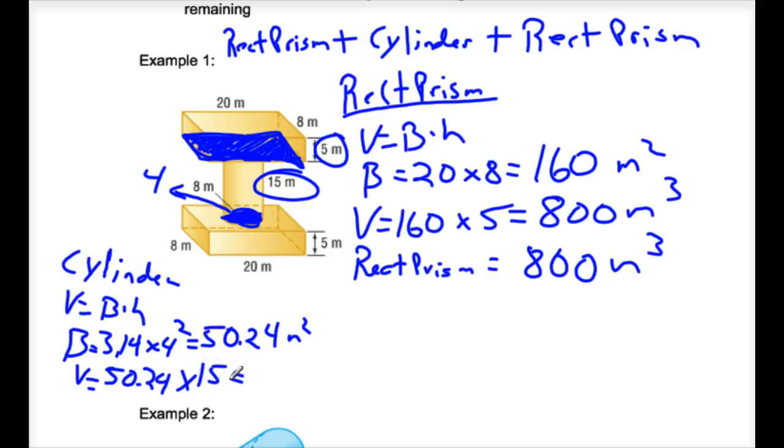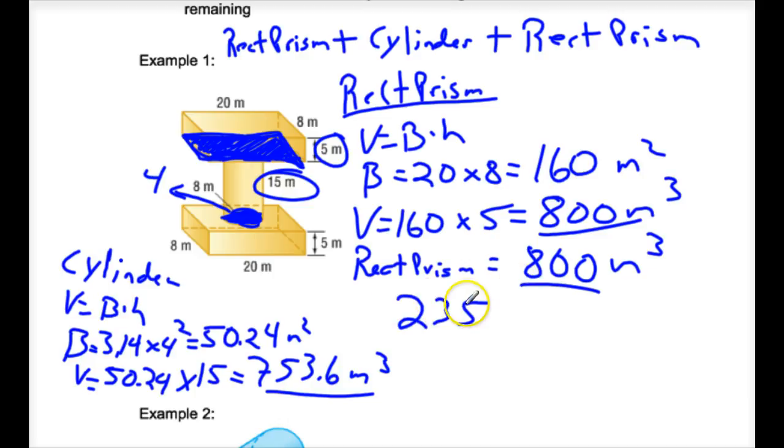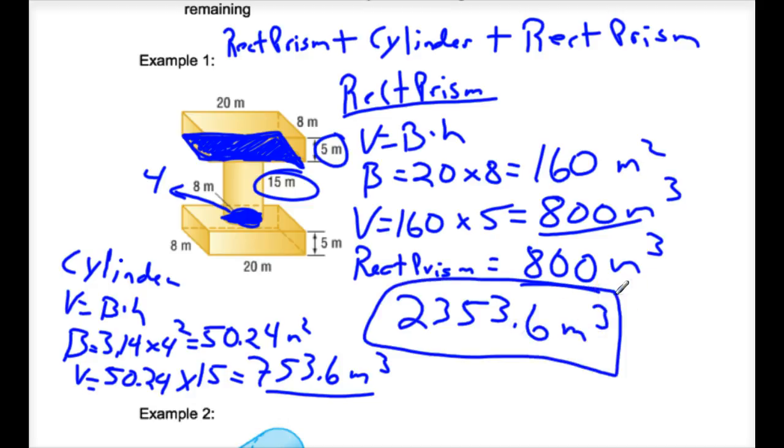What is that number times 15? 753.6 meters cubed. That's the volume of the cylinder. Now, what do we do with our 3 volumes to find the total volume? Add them all up. Leave that 753.6 and then hit plus 800, and you should get 2353.6 meters cubed. Make sure you're labeling things.